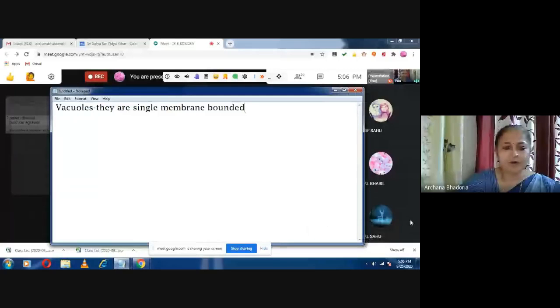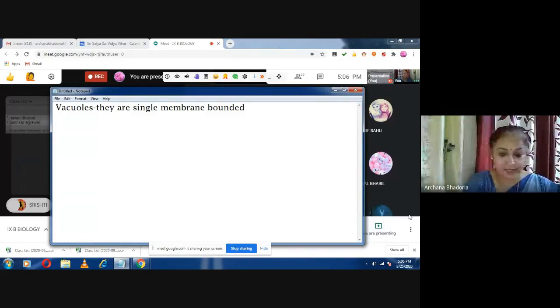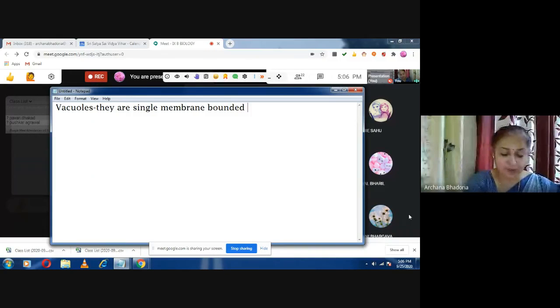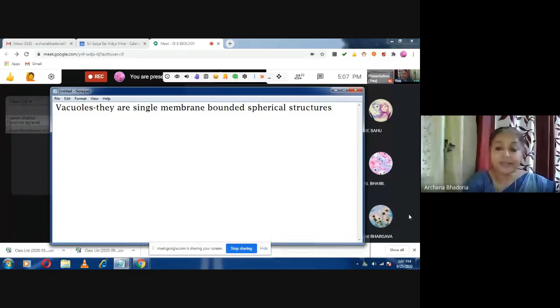So now we'll take up vacuoles. What are vacuoles? Vacuoles are single membrane bounded structures. They are spherical structures. The shape will be spherical, or sometimes it can be oval also. So you can write spherical or oval. And their work is what? Storage. Function you can write down.